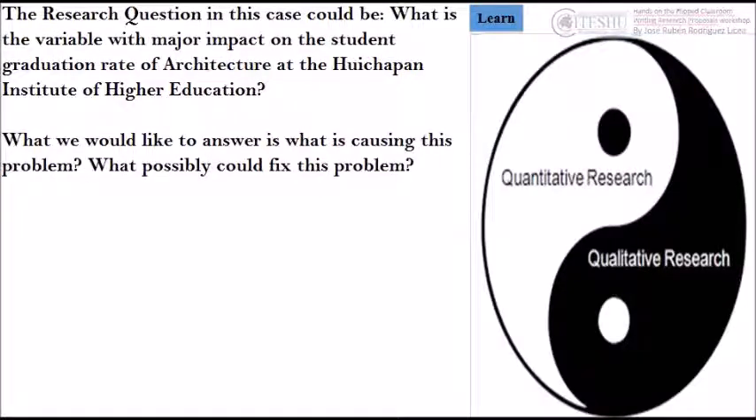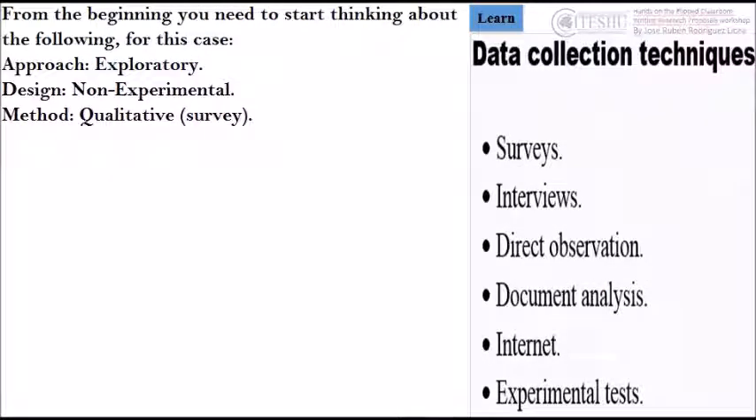The research question in this case could be, what is the variable with major impact on the student graduation rate of architecture at the Huichapan Institute of Higher Education? What we would like to answer is what is causing this problem. What possibly could fix this problem? From the beginning, you need to start thinking about the following: for this case, approach, exploratory; design, non-experimental; method, qualitative, survey.